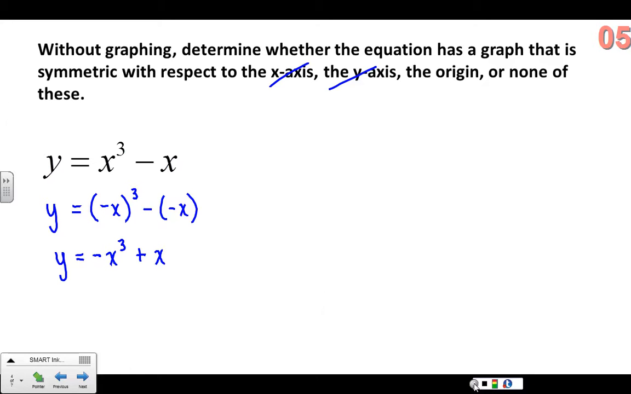So let's test for symmetry with respect to the origin. Now, if we do that, it says we have to replace y with negative y. So let's do that. And x with negative x.